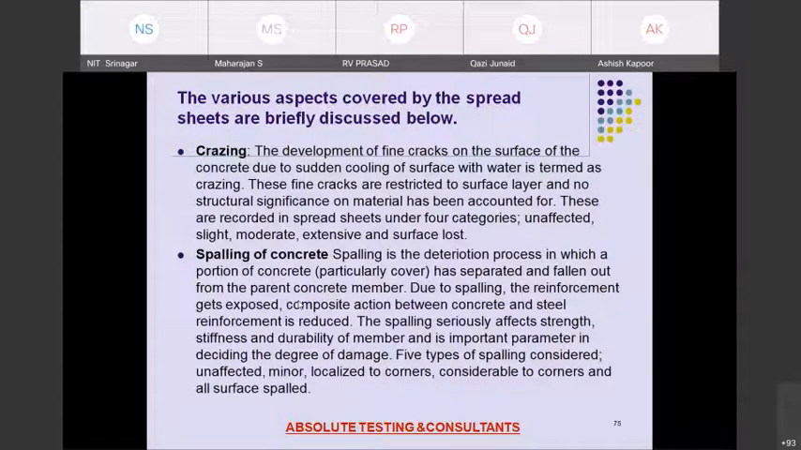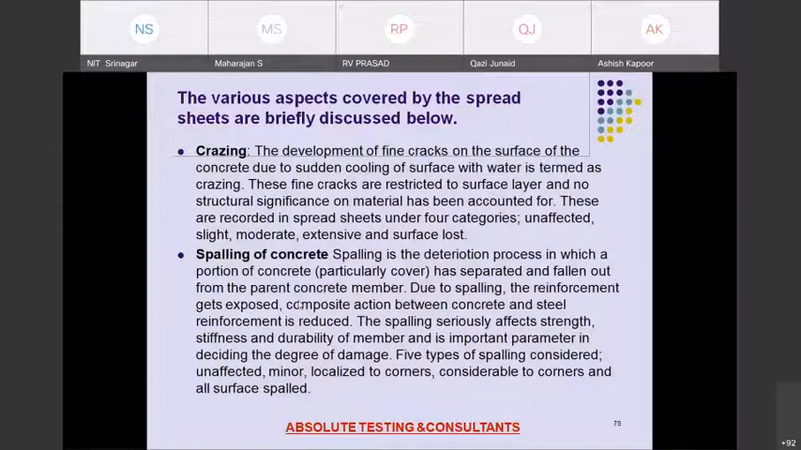Then there is another possibility, which is called crazing: the development of fine cracks on the surface of the concrete due to sudden cooling of the surface with water. Whenever there is a fire and you have to call the fire brigade, at that time, whenever water falls on the surface of your structure, these crazing cracks develop due to the sudden cooling of the surface. These fine cracks are restricted to surface layers, and no structural significance has been accounted for.